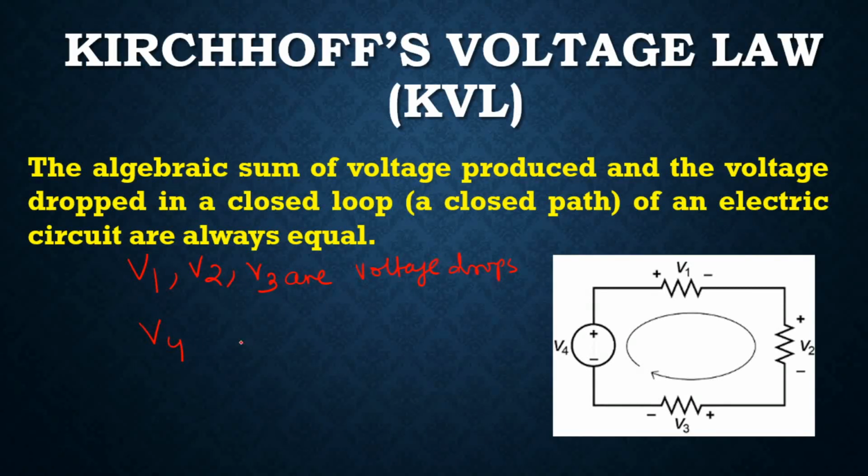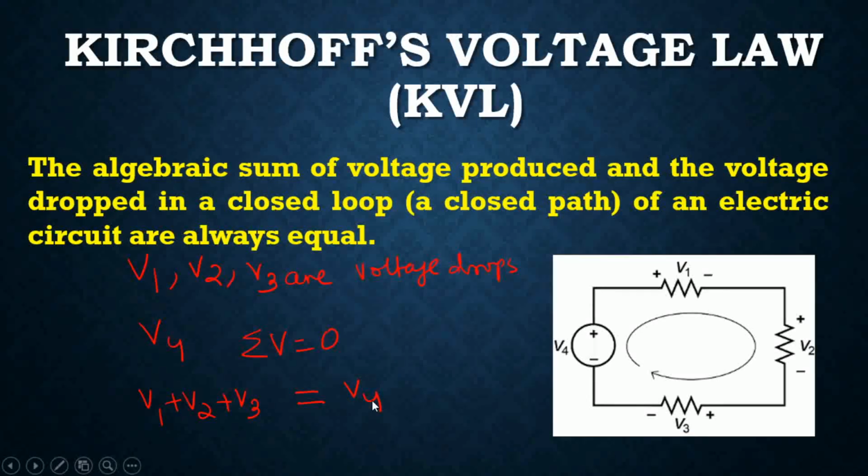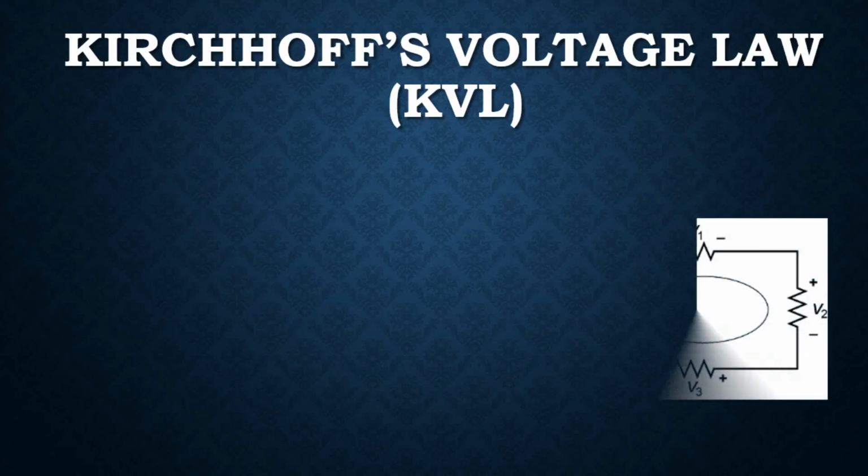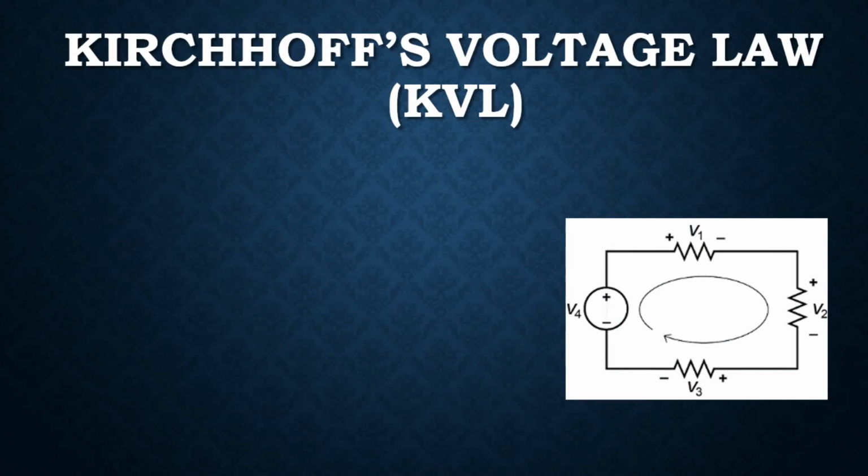So as we know, summation V is equal to 0. I can write V1 plus V2 plus V3, all the drops will be equal to the voltage which is produced by V4. So let's start the sign convention for Kirchhoff's voltage law. I am using the same circuit, but you can see I have used a predefined loop in the circuit.